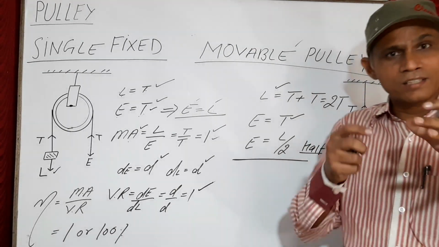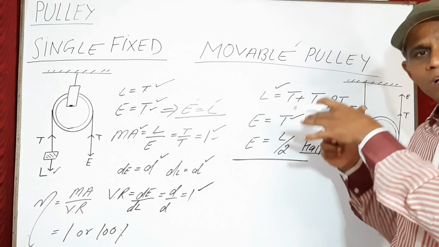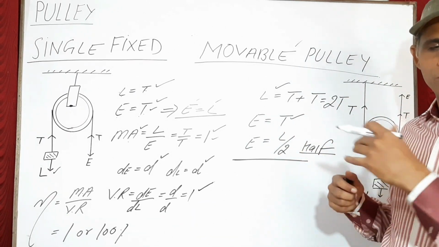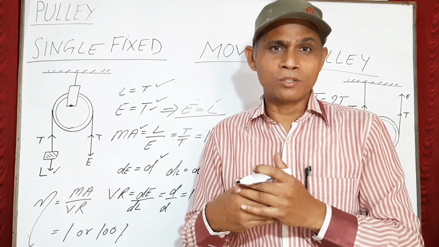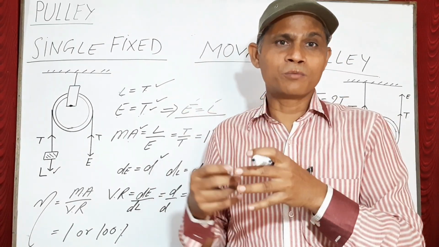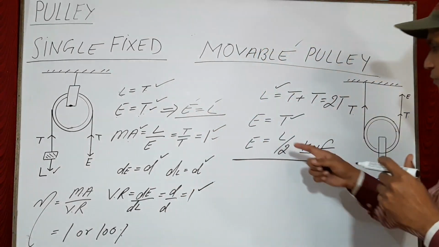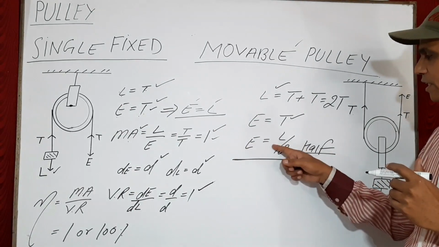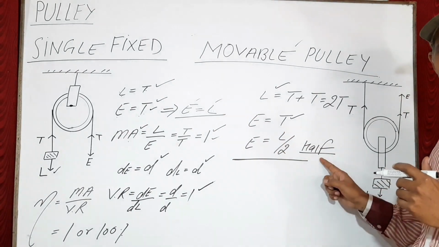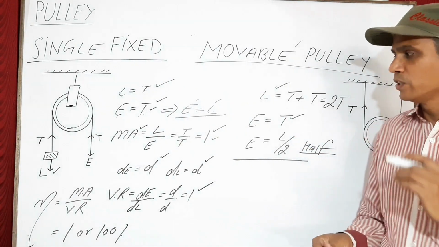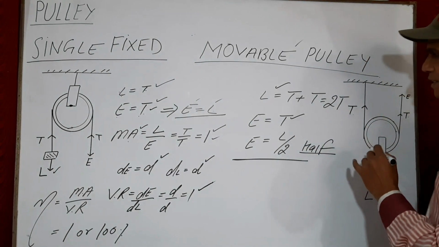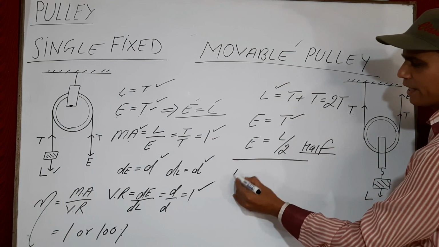But again, this is there only in case of an ideal pulley. If the pulley is not ideal, then the weight of the pulley will also be included and the friction will also be there, due to which the effort required will not be equal to half of the load, but it will be more than half of the load.